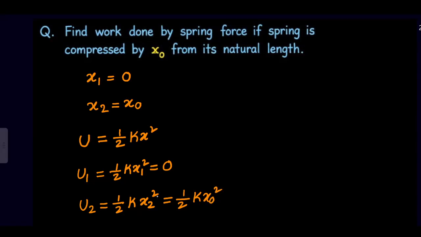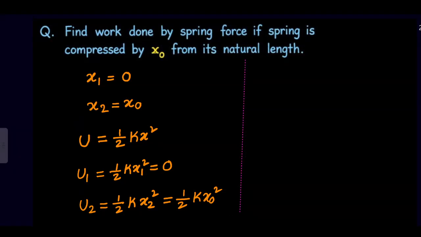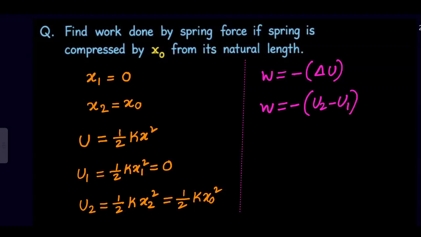Now they are asking to find what? Work done. What is the relation here between work done and potential energy? So work done is equal to minus of the change in potential energy. That's why work done is equal to minus of U2 minus U1.